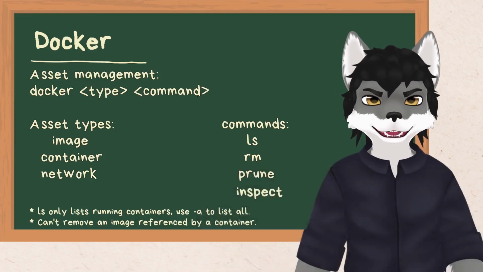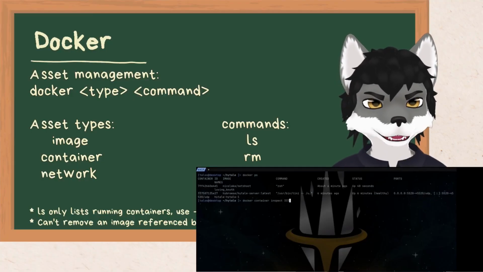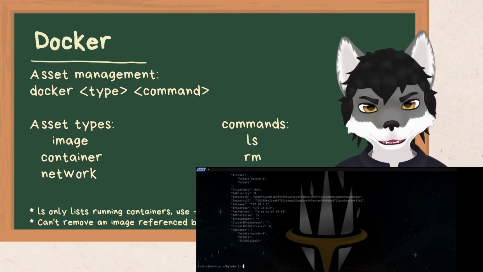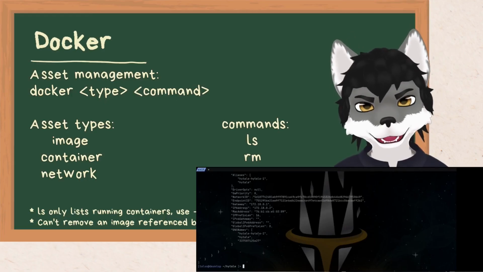And lastly, inspect. It will give you details on the asset, especially useful for running containers, to see things like the network name they are using or the IP address assigned to them.